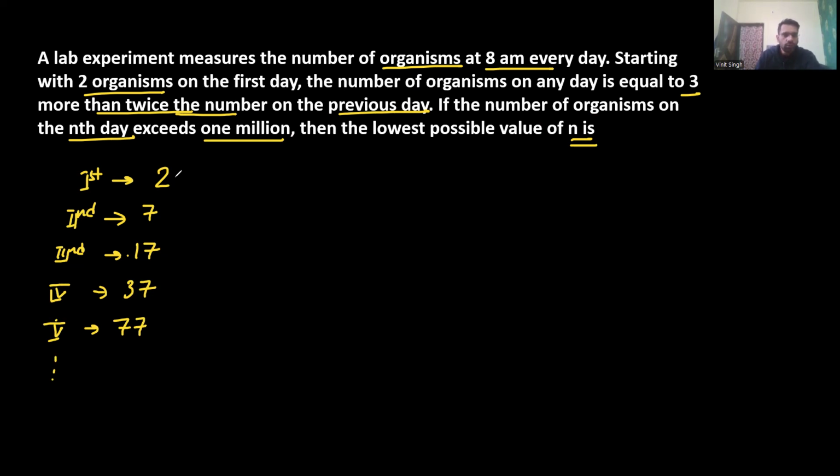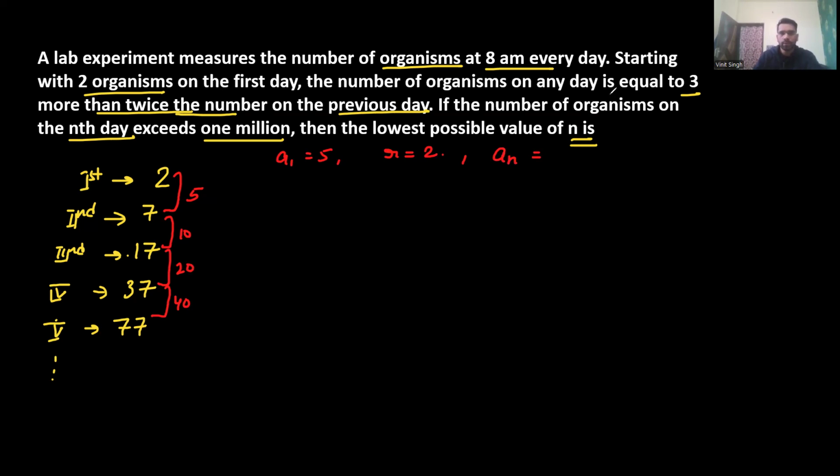Now, first of all, we will look at the differences. The difference is 5 here, then 10, then 20, then 40. So these differences are in GP: 5, 10, 20 and 40. The first term is 5 and the ratio is 2. So first of all, we can find the value of the nth term.